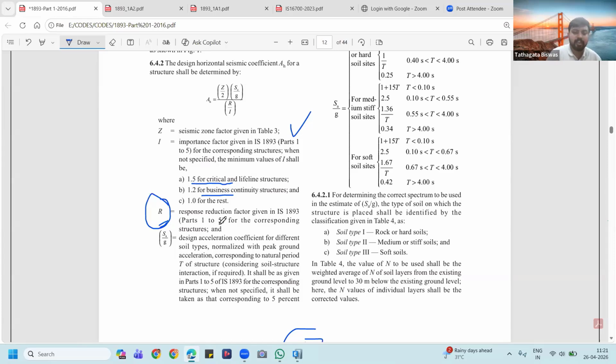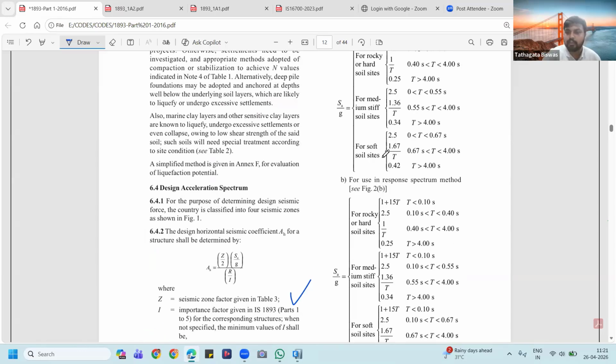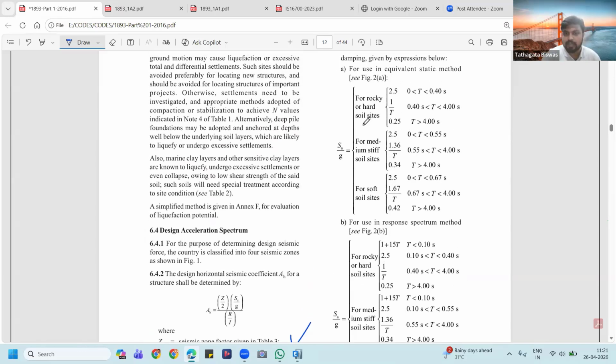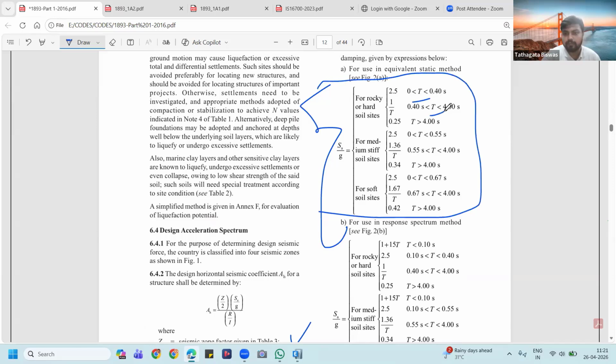Next is the Sa by g, the design acceleration coefficient for different soil types. Okay, so I'll simplify it. Basically, this is dependent on the time period and soil type. As you can see, equivalent static method is what we are currently dealing with, so you need to refer to this particular table. In this table, for different time periods and for different types of soil, hard rock, medium, stiff and soft soils, there are different Sa by g values.